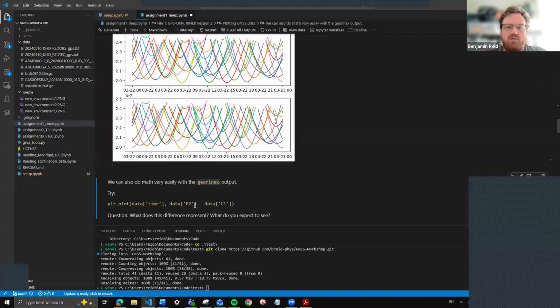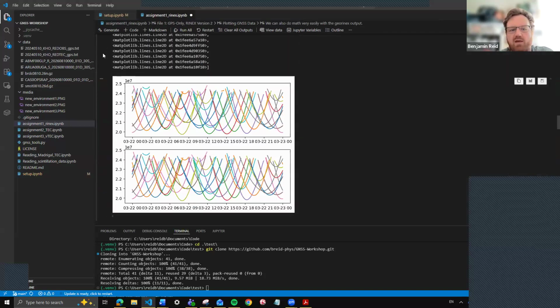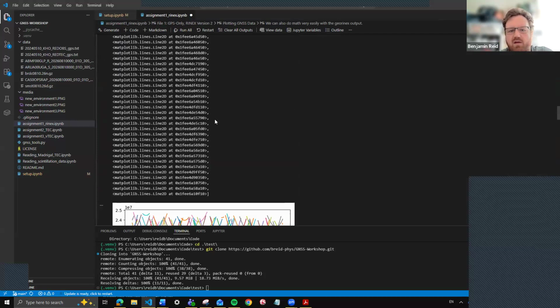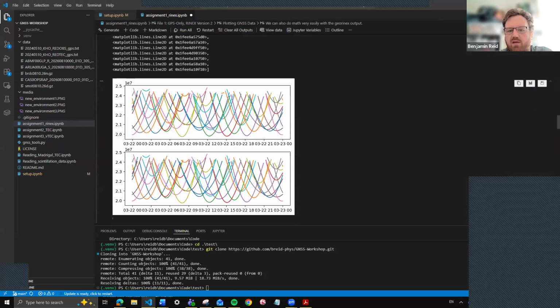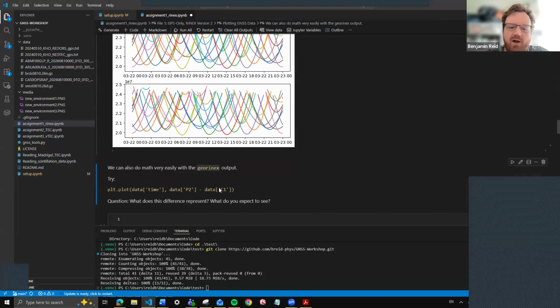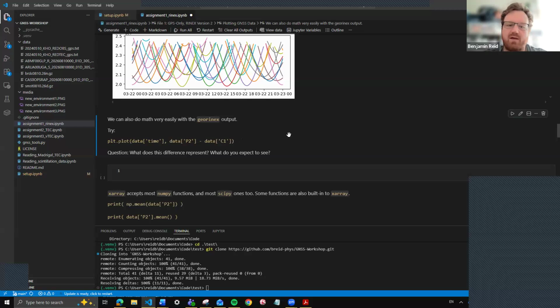If we want to look at the pseudo ranges, this is the C1 pseudo range. So the L1 carrier frequency, and this is the coarse civilian code, and then this is our attempt at decoding the precise military code, which is kind of fun.